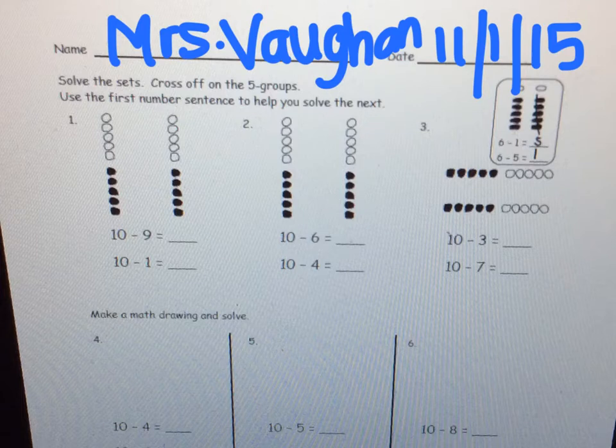It says 10, take away 9. Well, I know I have 10 there all together, and I like that they put them in 5 groups for me. I'm going to cross off 5, and then I'm going to cross off 6, 7, 8, 9. I have 1 left. Now, if I do the opposite, and I cross off just 1, I know that I have 9 left. You try number 2 and number 3 on your own.